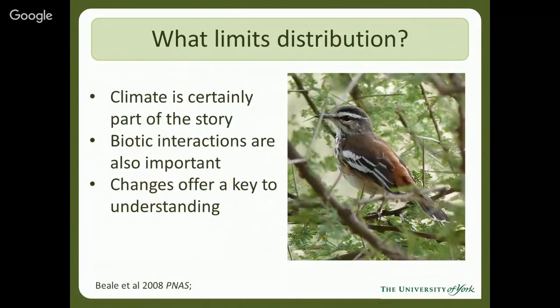But we know some things about it. We know that climate is certainly part of the story. As places get too cold for one species, you might swap into another. We also know that biotic interactions, competition, predation, shared pathogens, that sort of thing, can also be really important in shaping distributions. But it's when species distributions start changing that we can try and get an understanding of what was limiting their distribution in the first place. And that's what sent me off.